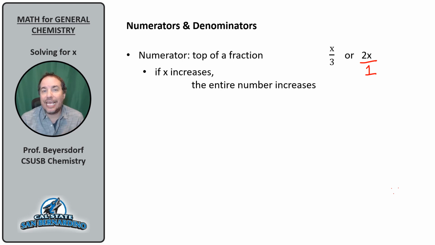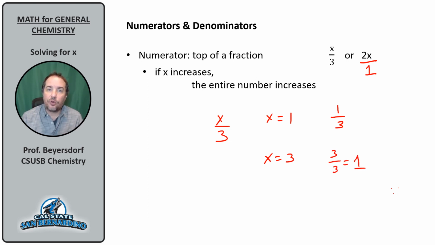Now, a key thing is if a variable is in the numerator, like x, if x increases, the entire number increases. So if I have x over 3, and let's say x was equal to 1, that means that this value would be 1 over 3. Well, let's say I increase x to 3. Well, now I'd have 3 over 3 or 1. So increasing x increased this value.